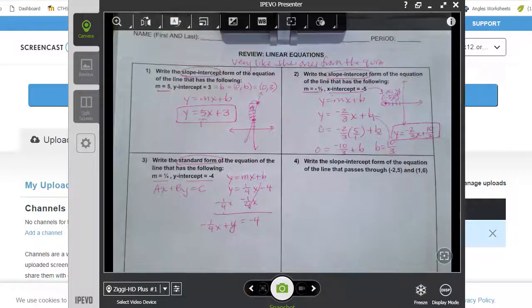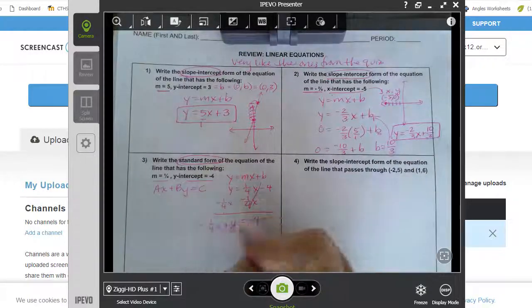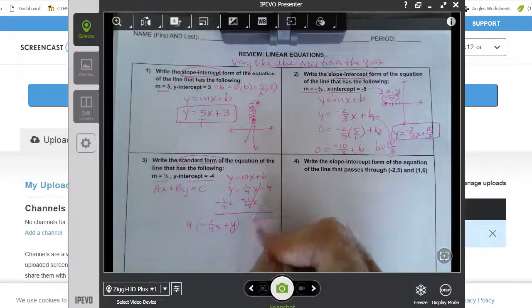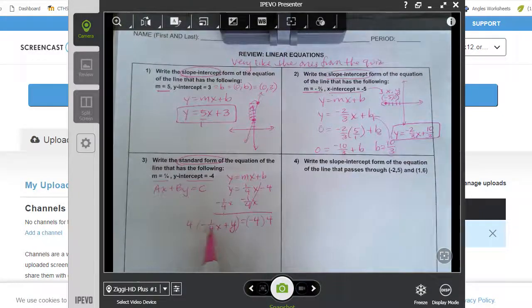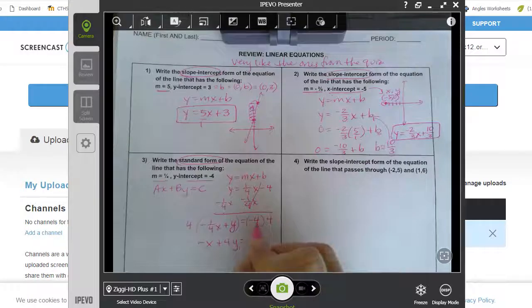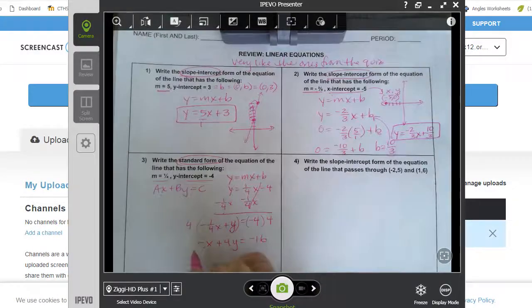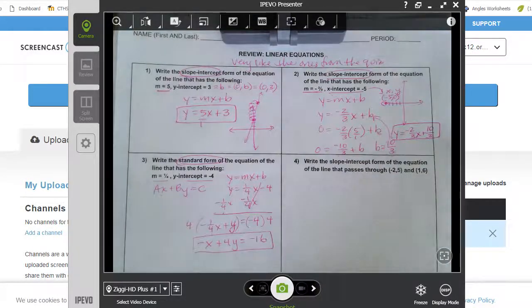And if I wanted to get rid of the 4th, I can multiply the whole thing by 4. 4 over 4 is just 1. So I have -1x, 4 times y, 4 times -4. So there's that equation in standard form.